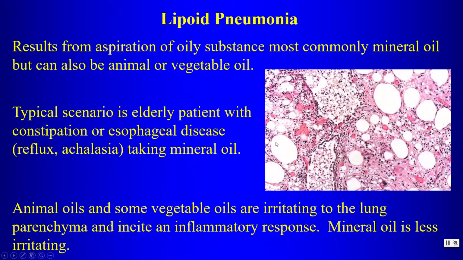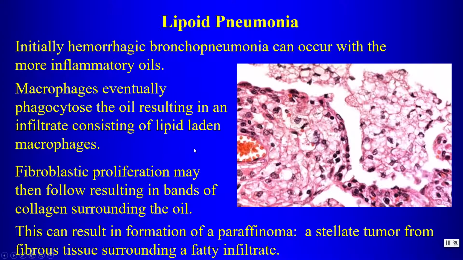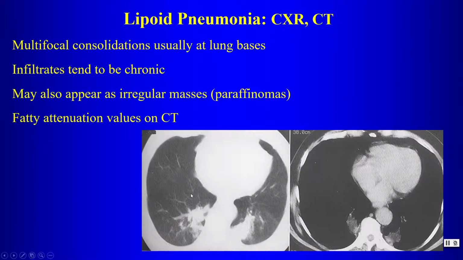You can see the fat there on the histology specimen. So initially, patients may develop a hemorrhagic bronchopneumonia. The macrophages phagocytize the oil, and that results then in these consolidations consisting of lipid-laden macrophages. And then we can have fibroblast proliferation, and that gives us some collagen around it in a desmoplastic reaction, and that's how we get the paraphenoma, which might be a stellate opacity from fibrous tissue surrounding the fatty consolidation.